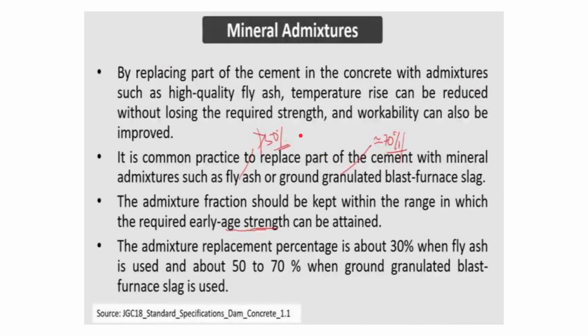So mineral admixtures, what are the various types? By replacing part of the cement in the concrete with admixtures such as high quality fly ash, temperature rise can be reduced without losing the required strength, and workability can also be improved, okay. It is common practice to replace part of the cement with mineral admixtures such as fly ash or GGBFS. The admixture fraction should be kept within the range in which the required earliest strength can be attained. The admixture replacement percentage is about 30% with fly ash and 50 to 70% with GGBFS. Okay, so these are the factors that can be used. These are the percentages by which the mineral admixtures can be replaced.